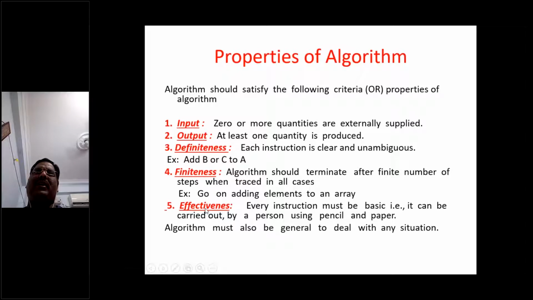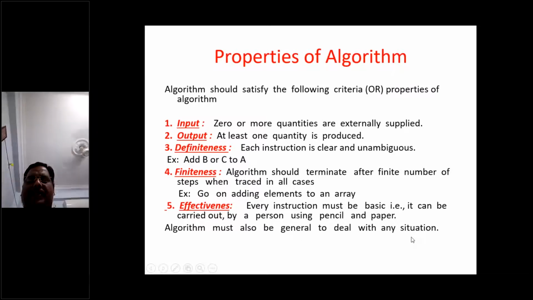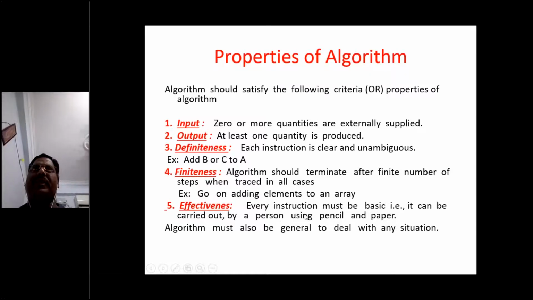Then effectiveness is nothing but that any programmer or a person can use a pencil and paper to design that algorithm. This kind of algorithm is not only applicable to software, it can be applicable in general to deal with any kind of situation. Okay, so these are the properties of an algorithm.